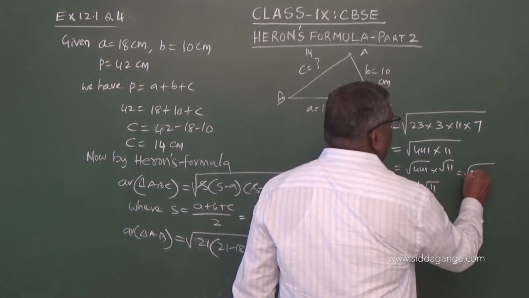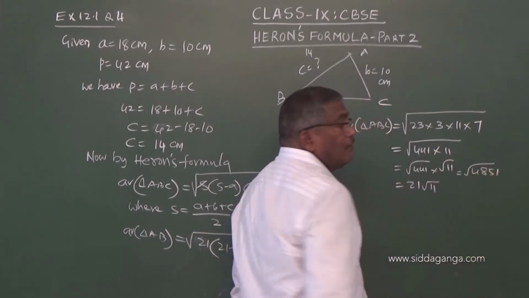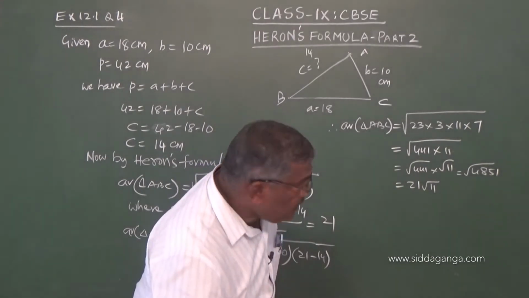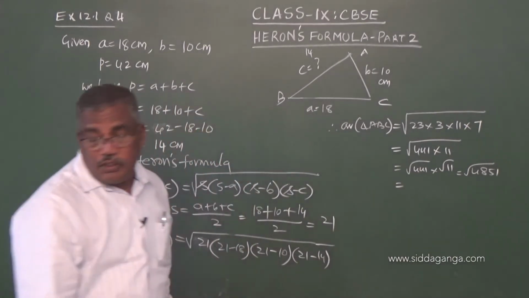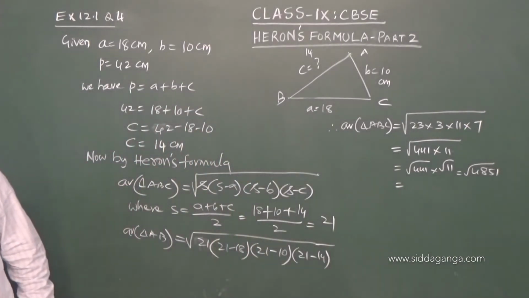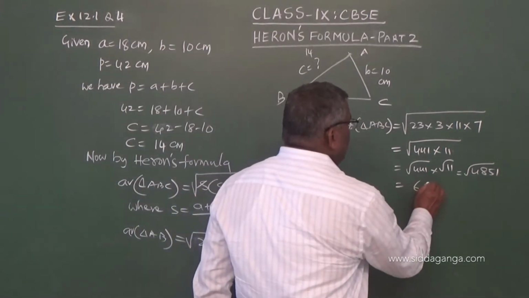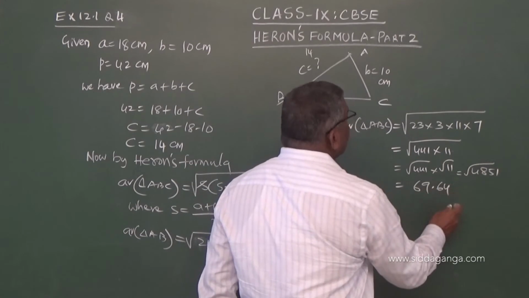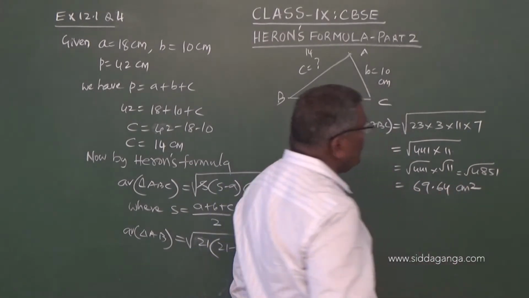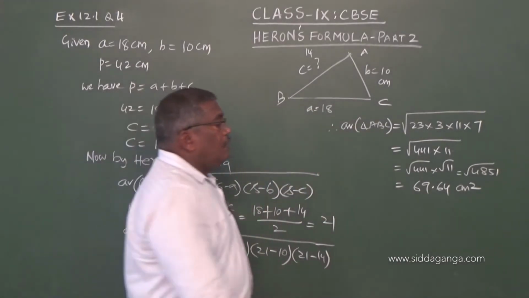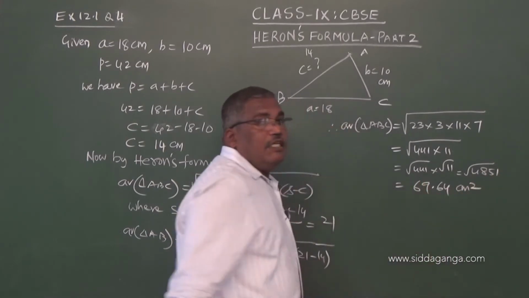If you multiply these two, you will get 4851. For that you can calculate the square root also. So that will be 69.64 centimeter square. For 4851 you have to calculate the square root by the division method.